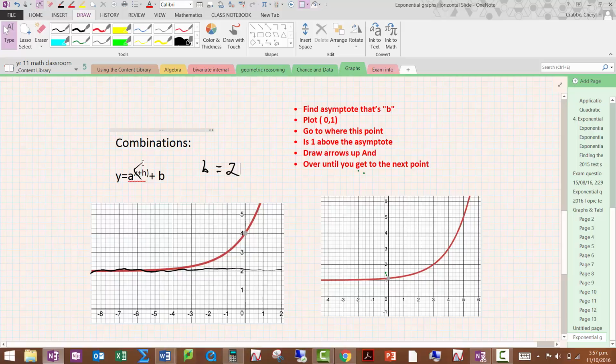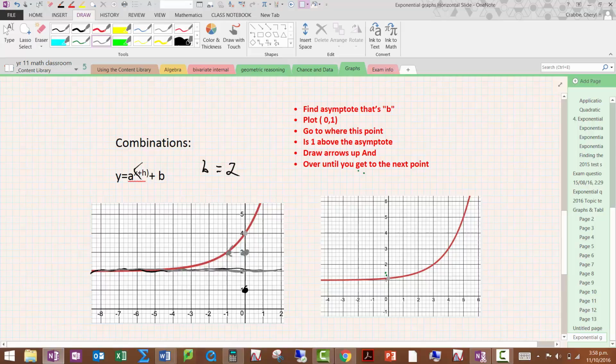So once we've got that much of the equation, we now need to know what h is, what the slide has been right or left. This is what you do. You plot your point at 0, 1. And then you move 1 above where the asymptote is. So if the asymptote is at 2, right here, we go from 0, 1 up until we're 1 above where the asymptote is. And then we move over until we hit the next point, which is here.